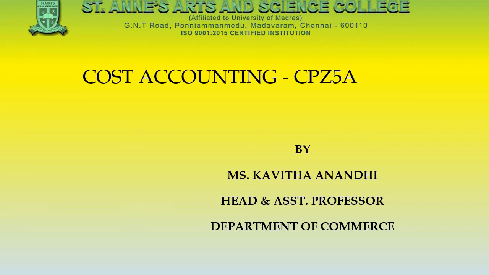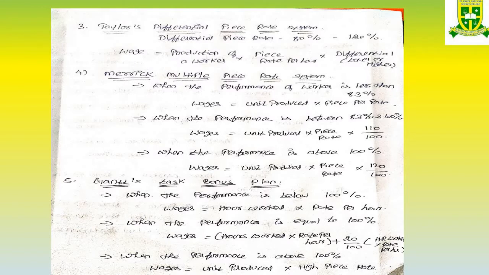In the last class we discussed two models, labor turnover and the time and piece rate system. I hope you understood the models. In today's class we are going to see other new models: Taylor's differential piece rate system and Merrick's multiple piece rate system. So first we can see Taylor's differential piece rate system. Do the homework sum, then only the sum will be clear for you.